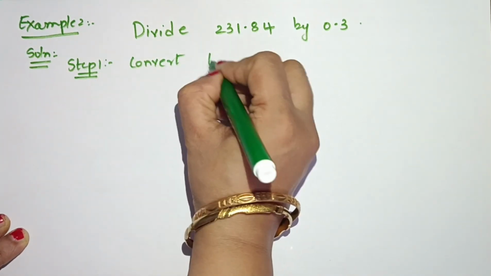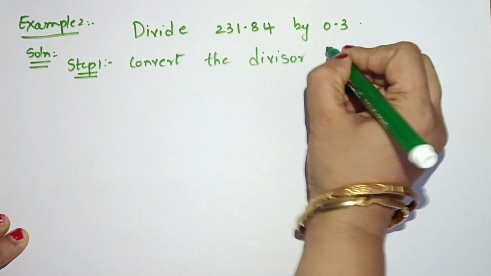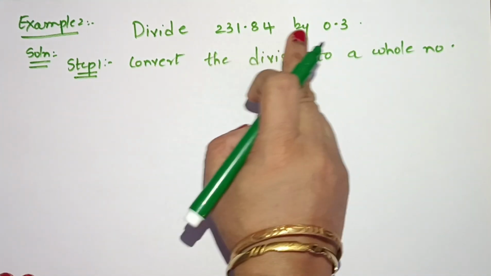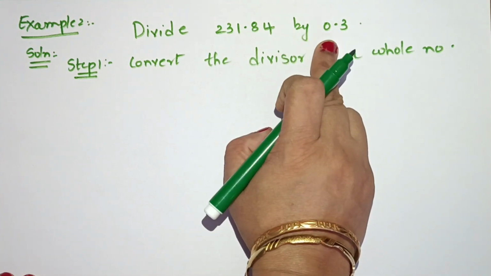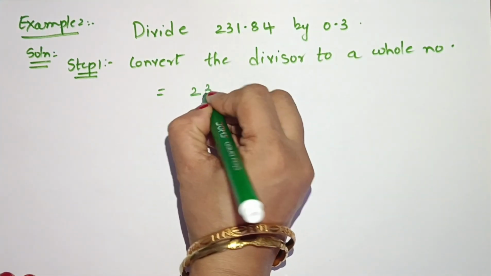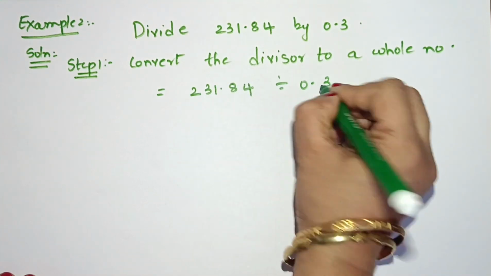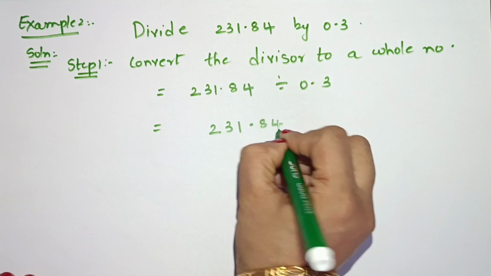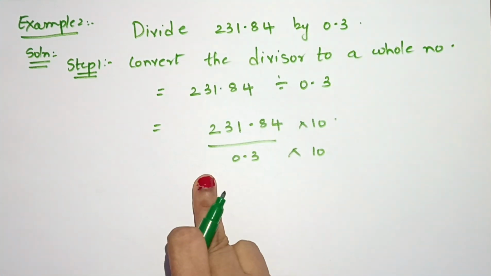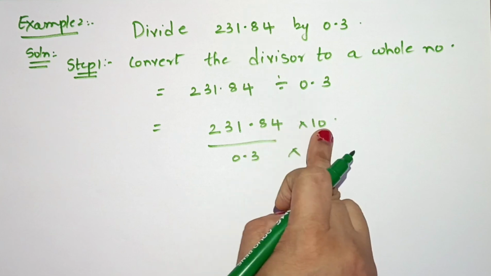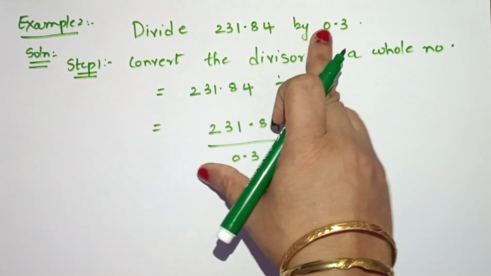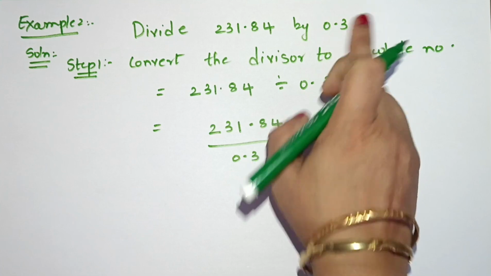Convert the divisor to a whole number. It means move the decimal point in 0.3 one place to the right to make it 3. So let's see how to do it. 231.84 divided by 0.3. 231.84 is the dividend and 0.3 is the divisor. Multiply by 10. It means now move the decimal in the dividend also, the same process you did in the divisor. So in step 1, we moved the decimal point in 0.3 one place to the right to make it 3.